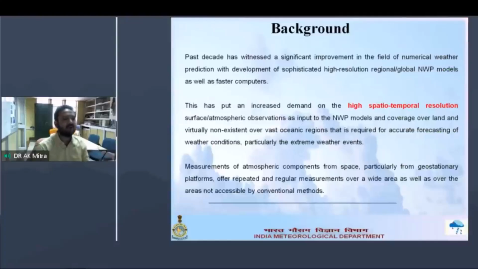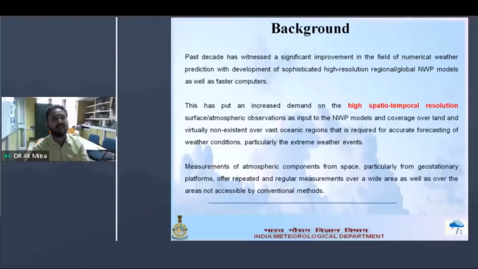Now, if I go to the background, the past decade has witnessed significant improvement in the field of numerical weather prediction, the development of sophisticated models. But this development of the models also places demands on us. They put on the demand that high spatial and temporal resolution surface observations be given as input to the NWP models, but coverage is good over the land, and virtually non-existent over the vast oceanic region.